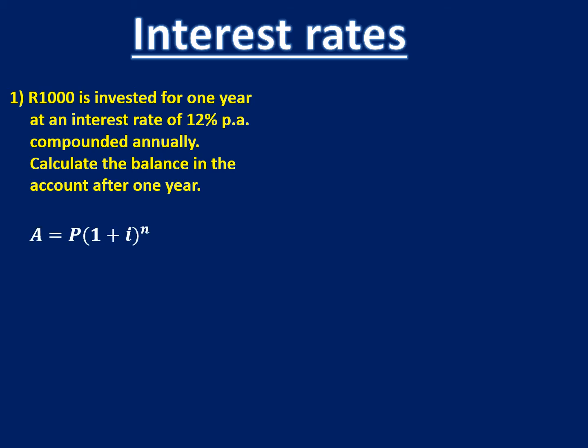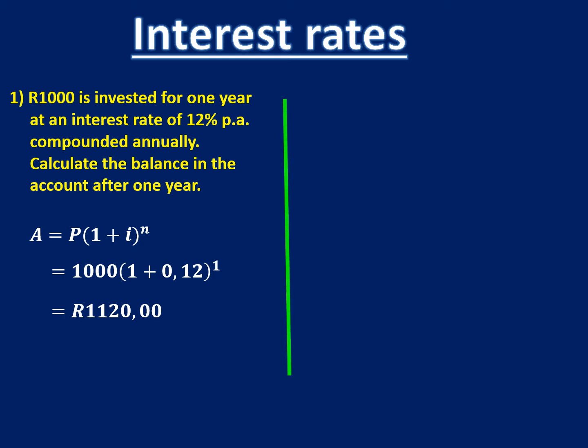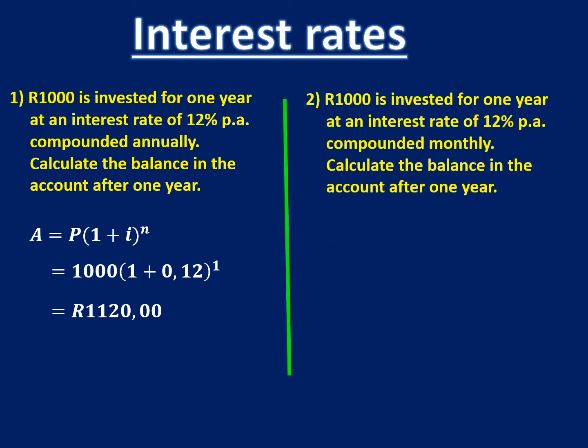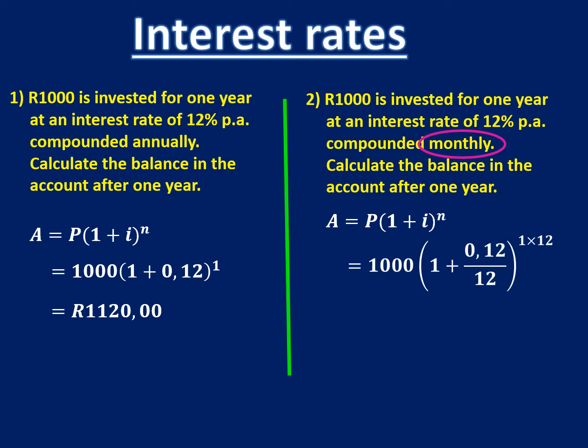Our interest rate is 12%, so we're going to convert that to a decimal of 0.12. And we type that into the calculator and we will get an answer of 1,120 Rand. Nice and easy. Let's try exactly the same example, but this time we are going to compound monthly. So we're still dealing with compound interest, but this time because we're compounding monthly, we are going to take our interest rate and divide by 12, and we're going to take 1 year and multiply by 12.